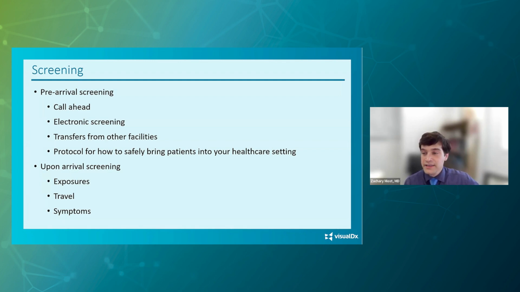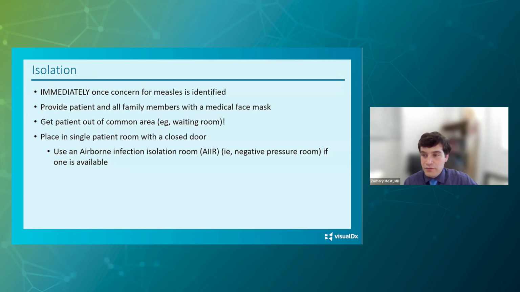And then the next layer of defense is screening upon arrival when patients get to your healthcare setting. You should be asking patients about potential exposures to measles, travel to areas where there could have been risk for measles, and whether they have symptoms of measles. People that have a concern for suspected measles need to be isolated immediately once that concern is identified.